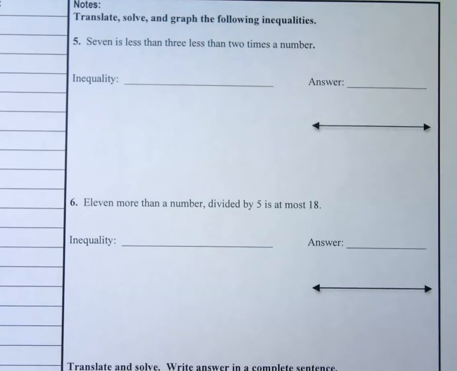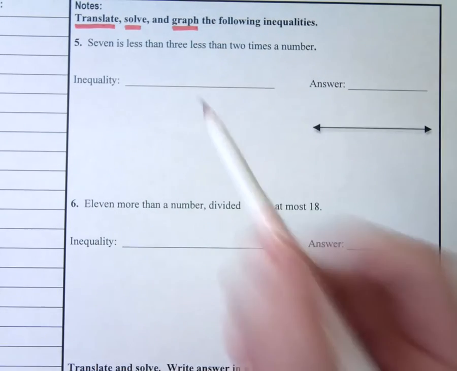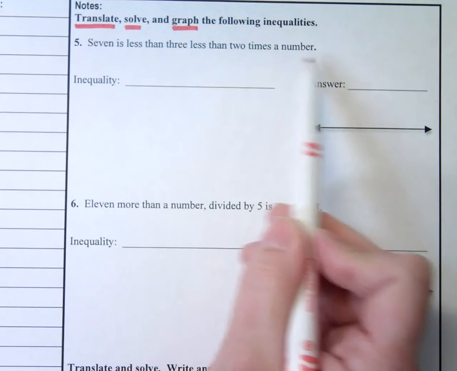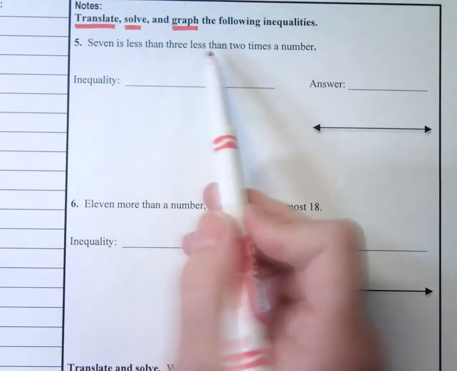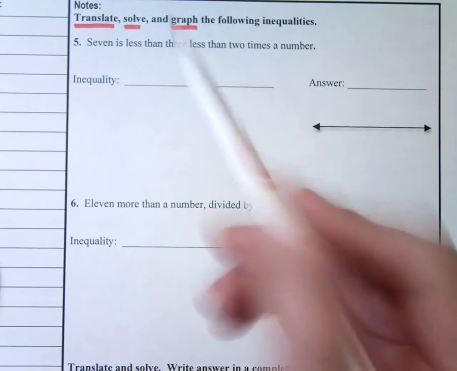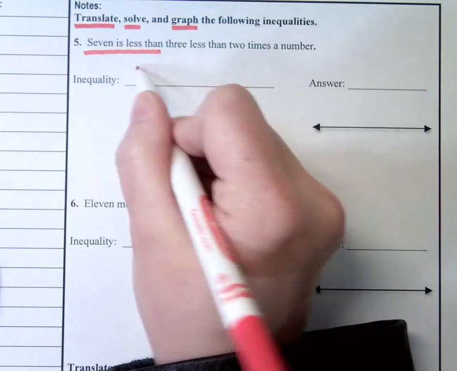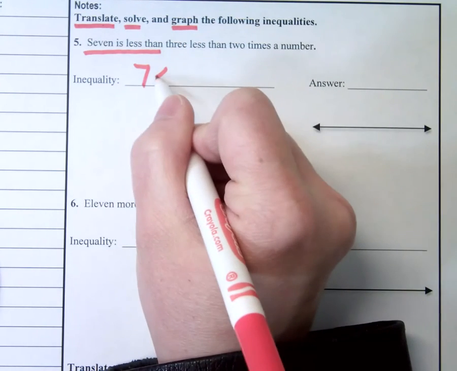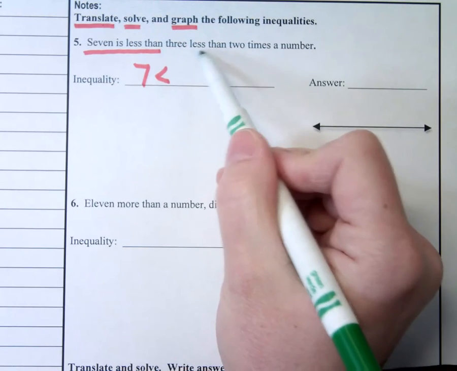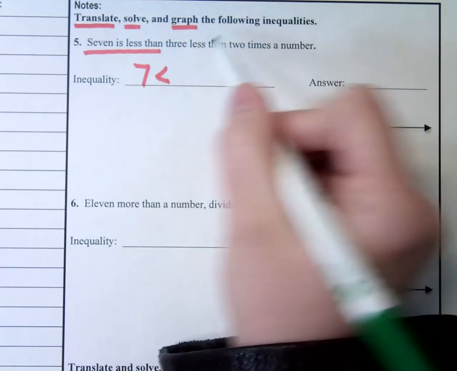Okay, here we have to translate, and then we're going to solve, and then we're going to graph. So 7 is less than 3 less than 2 times a number. We see 2 different less thans in there, and these 2 less thans mean something different. So when I read that 7 is less than, that is this. 7 is less than. When I read this back part, 3 less than 2 times a number, do you see a switch word in there?